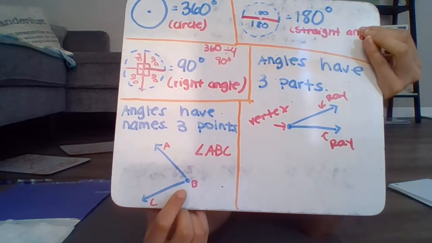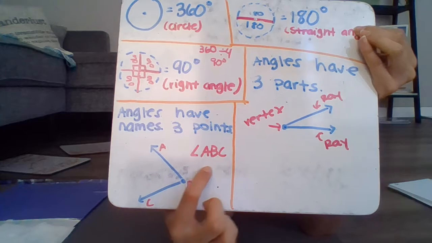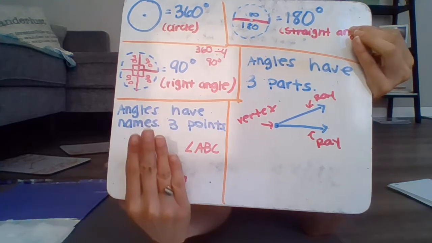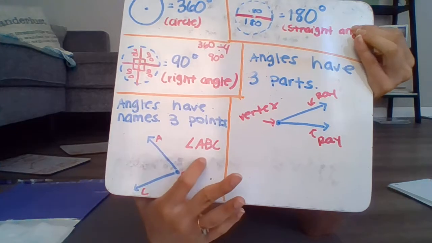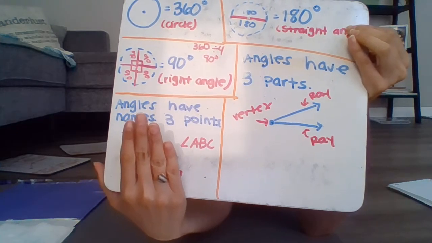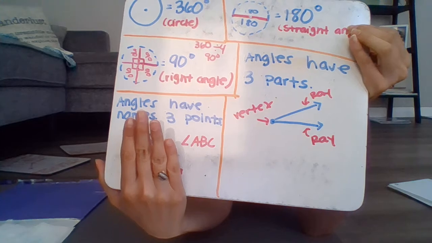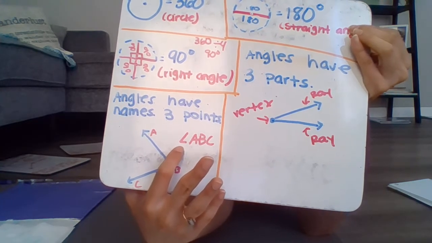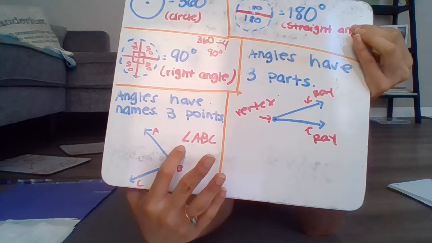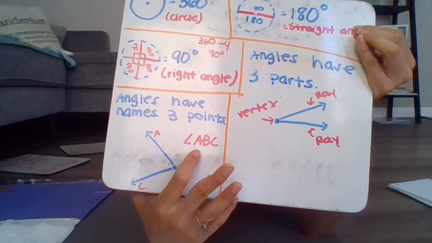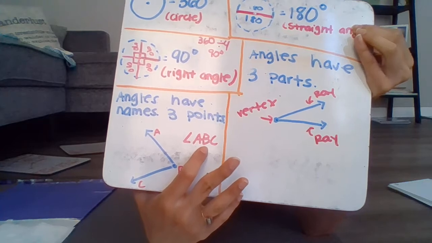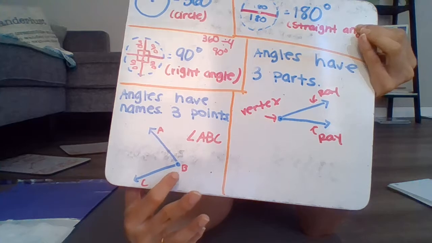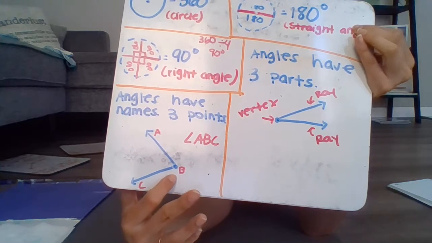Now, I said it earlier, but notice how when I label my angle like this, when I write it out, so I don't even have to see this. When I see this, I can read that as angle ABC. So this little thing that looks like an L or an upside down 7, that means angle. Angle ABC. Notice that the middle letter is the vertex. Remember that, it's very important.